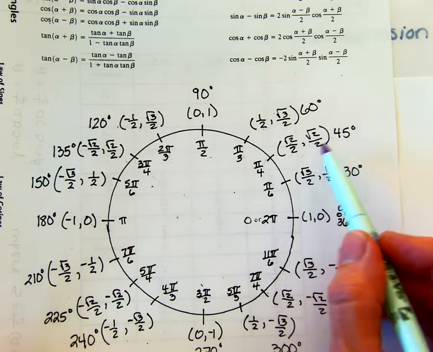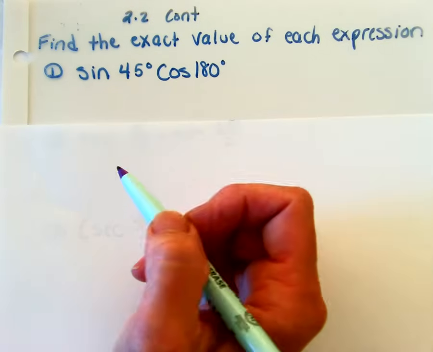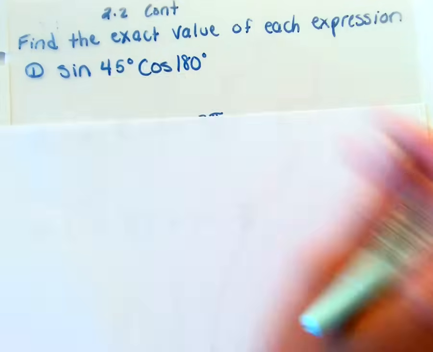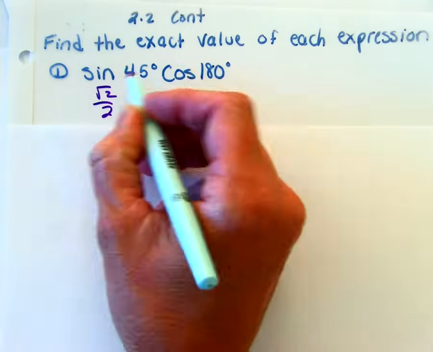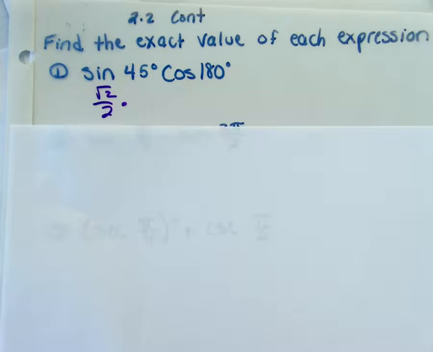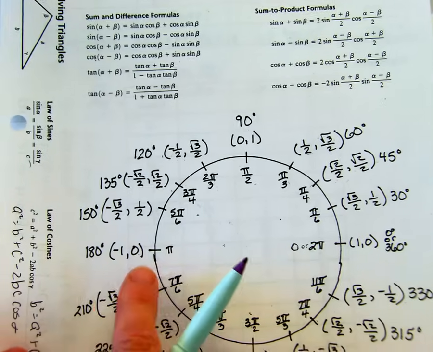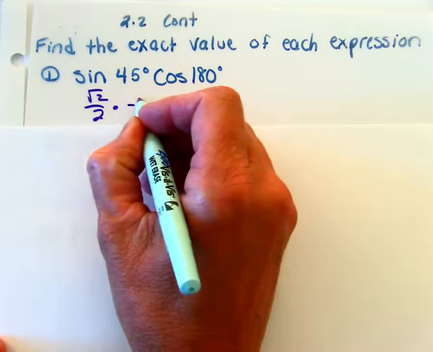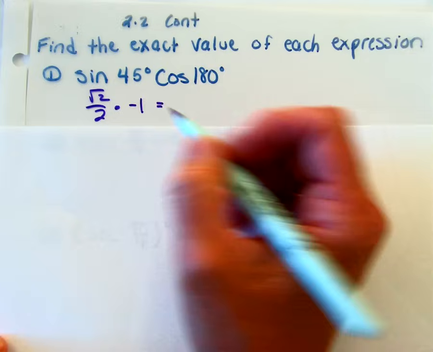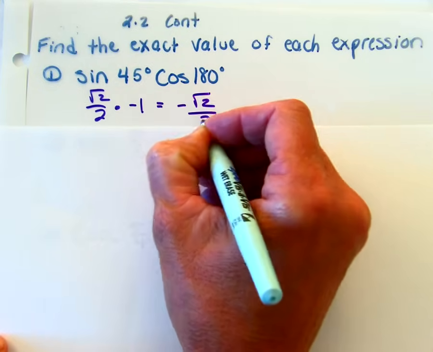So the sine of 45, sine is the y value. So what I'm going to do is replace the sine of 45 with the square root of 2 over 2. These are right up against each other, which implies multiplication, times the cosine of 180. So I'll look at my unit circle. I'll find 180 degrees. Cosine is the x value, so that's a -1. Now if I just multiply those two together, square root of 2 over 2 times -1 is just negative square root of 2 over 2. And that's it.